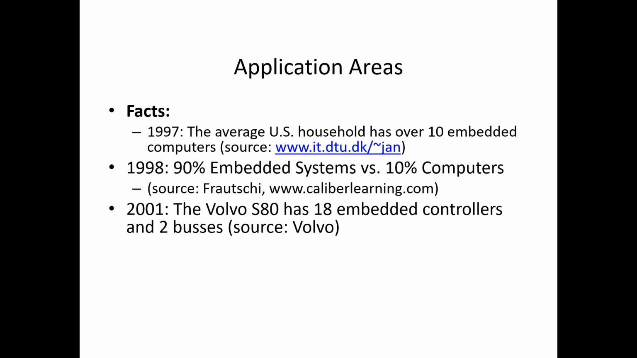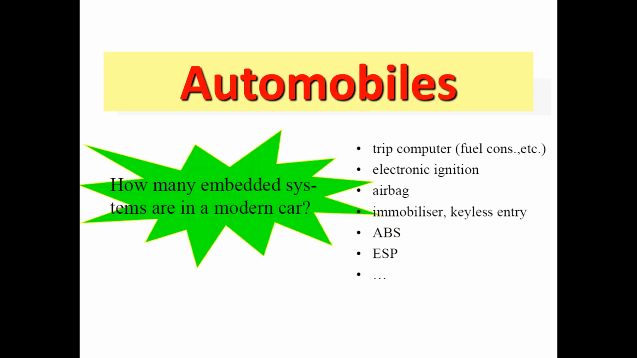In 2001, the Volvo S80 model was equipped with 18 embedded controllers and two communication buses. These embedded systems manage various functions within the vehicle, from engine control to safety features, showcasing the complexity and integration of modern automotive technology. Autonomous cars rely heavily on embedded systems to function effectively. The systems integrate hardware and software to perform specific tasks, enabling the vehicle to operate without human intervention.